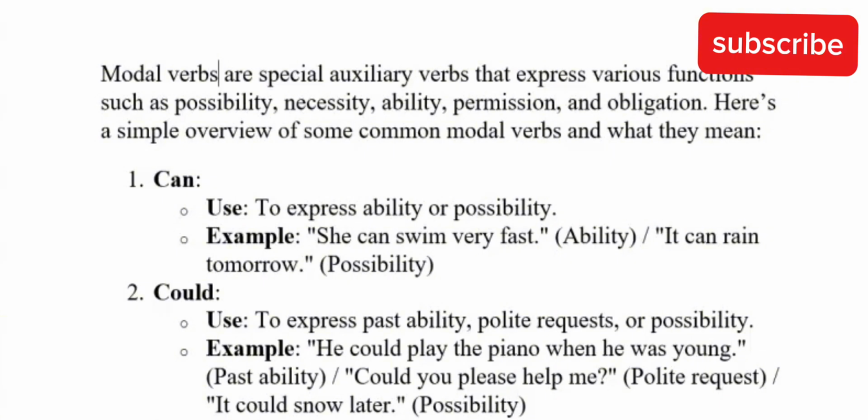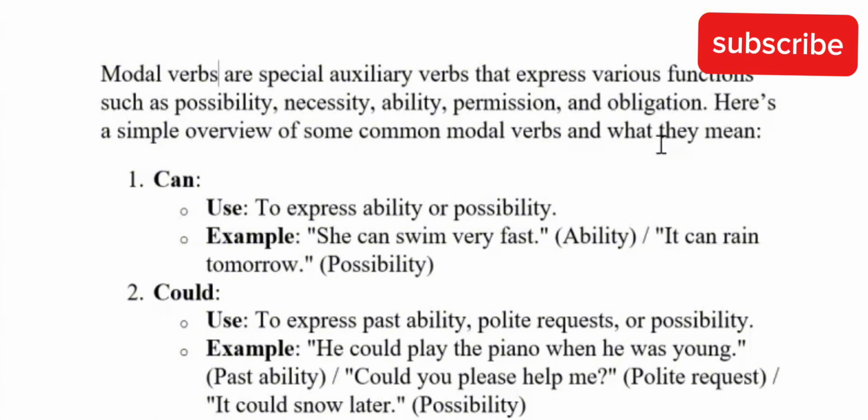So let's start. Firstly, let me tell you about modal verbs. Modal verbs are auxiliary verbs that express various functions such as possibility, necessity, ability, permission, or obligation. So, for possibility, necessity, ability, permission, and obligation, I'm repeating, you have to use modal verbs. Here is a simple overview of some common modal verbs and what they mean.